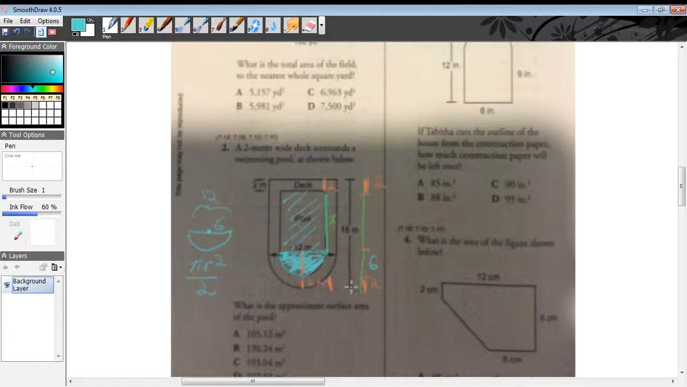So from here to the end of the pool is 2 meters. From here to this part is 6. From here to here is 2, and this is x. All of these, when added up, must be 18. 2 plus 6 plus another 2 is going to be 10. And therefore, because it needs to all be 18, this must be 8. So now I have 12 and 8, and I'll multiply those together and then add it to the semicircle, and then you'll have your area.